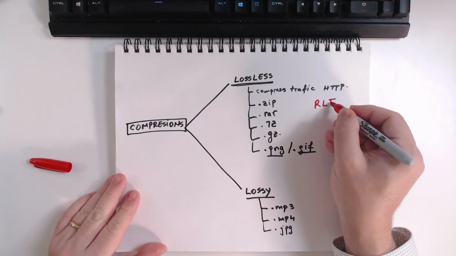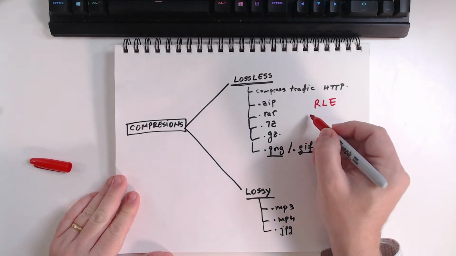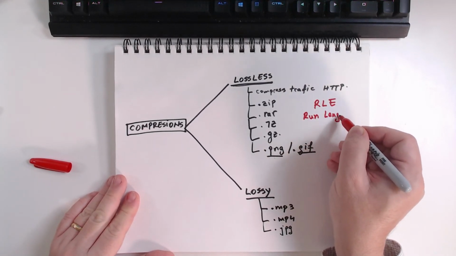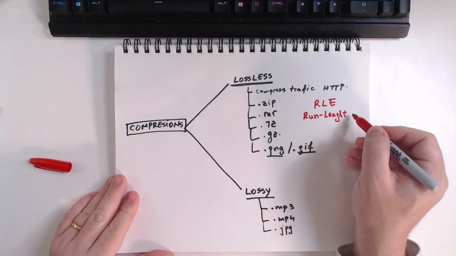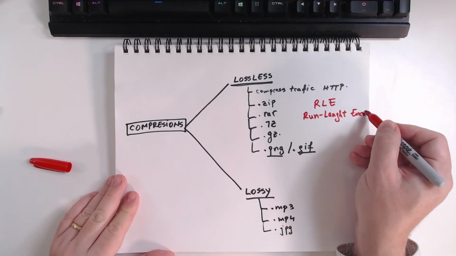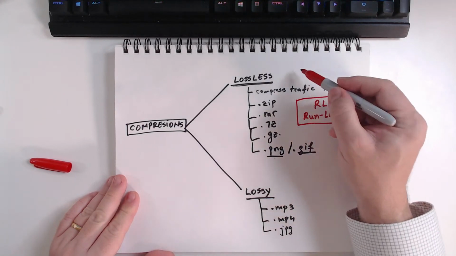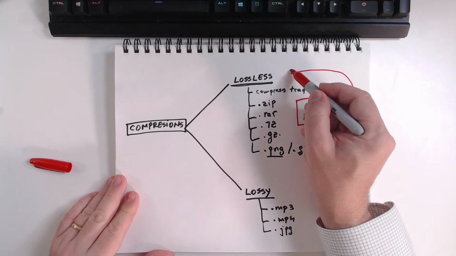Run-length Encoding, or for short RLE. This stands for Run-length Encoding, and this algorithm falls under the first category, lossless.